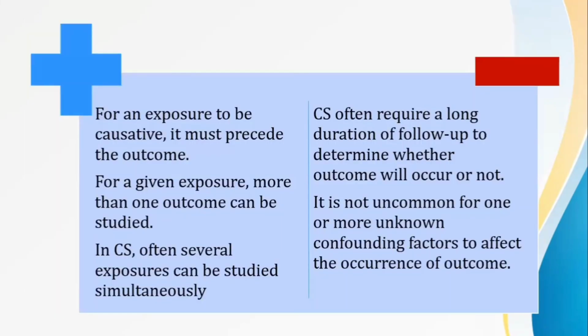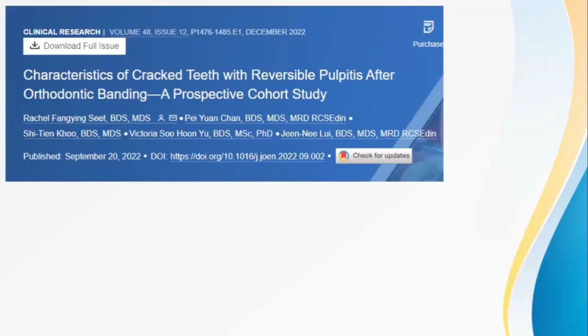What are all the advantages of cohort studies? For exposure to be causative, it must precede the outcome. For a given exposure, more than one outcome can be studied. That is, several exposures can be studied simultaneously. The negatives are, it requires a long duration of follow-up to determine whether the outcome will occur or not. It is not uncommon for one or more unknown confounding factors to affect the occurrence of the outcome.